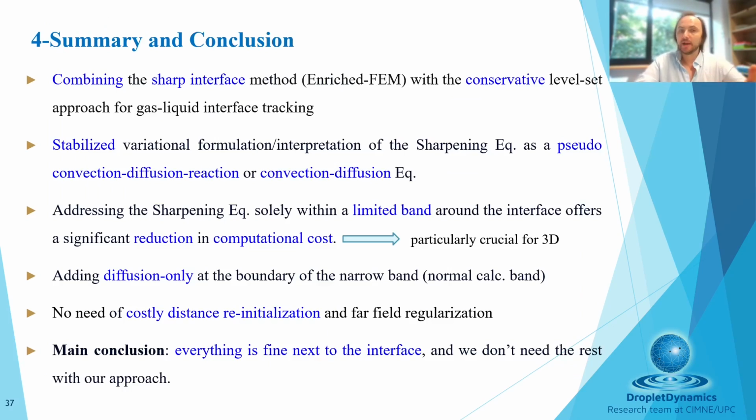So we saw that combining the enriched finite elements with the conservative level set is a promising approach. We can get an approach with very nice conservation properties. We don't need to spend lots of computational time to keep our distance function intact. We saw it on the limited band. One has to be careful when dealing with the terms stemming out from the integration by parts. Particularly, one has to be careful with the terms related to the contact with solid. And the most important message is that with our approach, everything is fine and accurate next to the interface in terms of geometry. We don't care about the rest.